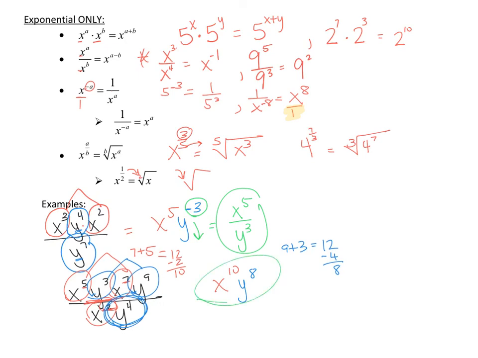All right, so now I should be able to look at individual exponential properties as well as looking at a combination of different properties and simplifying them all the way down.